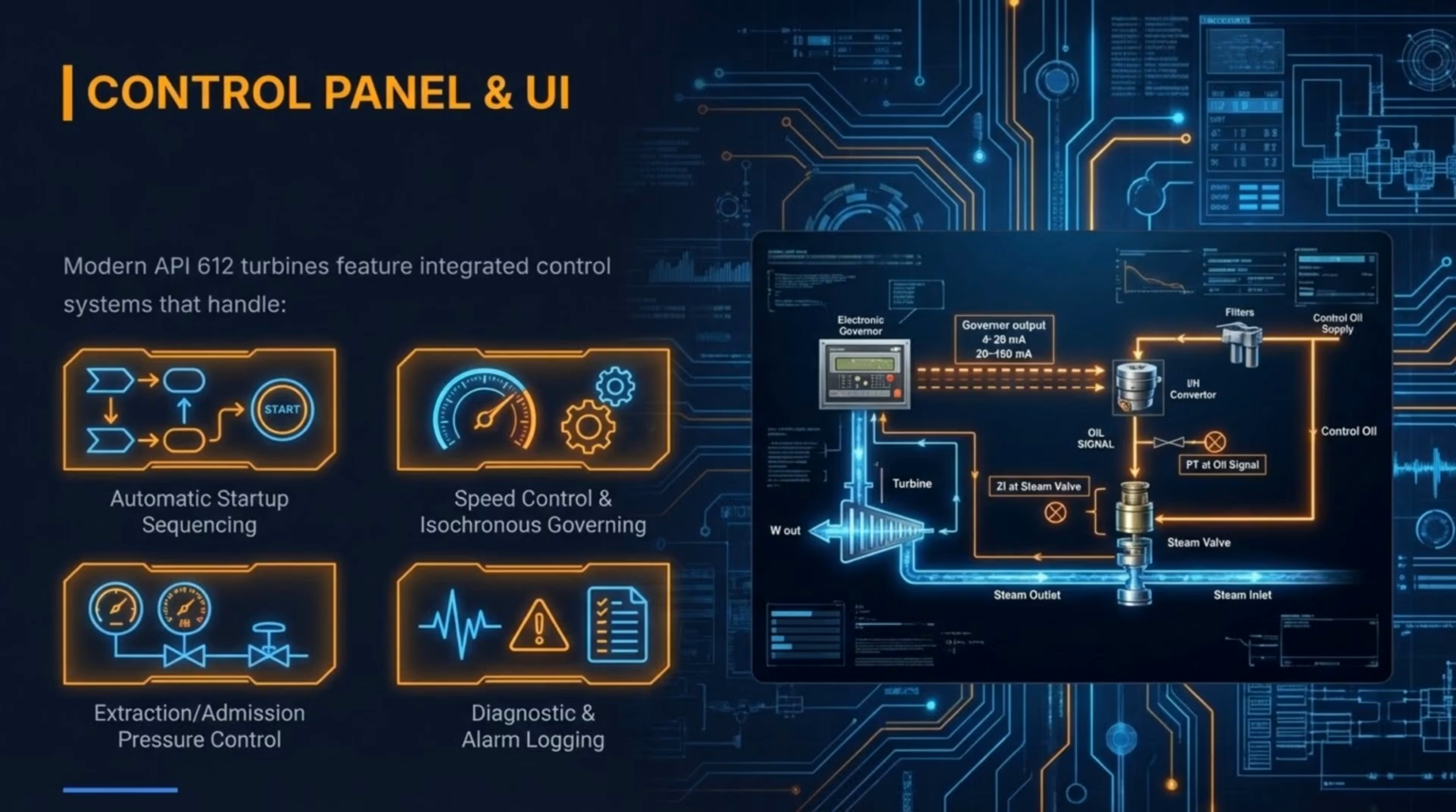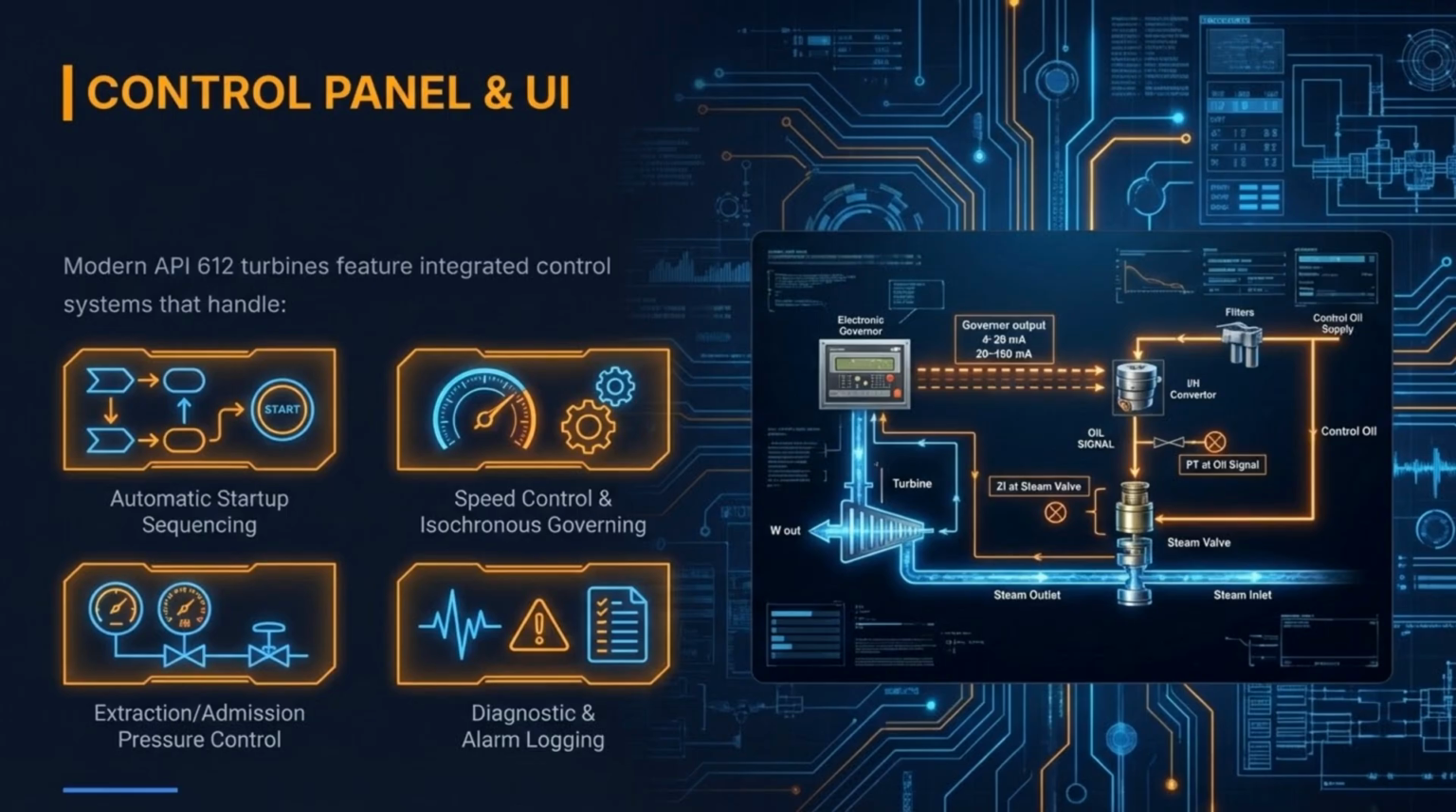Now let us talk about the brain of the operation. Gone are the days of just turning a manual valve and hoping for the best. Modern API 612 turbines are packed with integrated control systems that handle the heavy lifting for you. Look at these four powerhouses of automation. Automatic startup sequencing. This is not just a start button, it is a precise multi step choreography that ensures the turbine warms up and accelerates safely every single time.